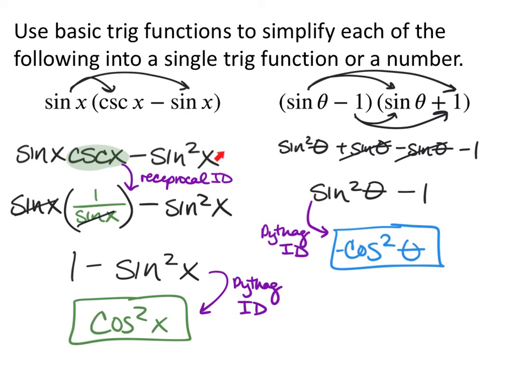And then working creatively, I realize that cosecant of x is the reciprocal of sine. So if I just use that reciprocal identity, the sines are going to cancel. So then I'm left with 1 minus sine squared of x. Oh, look, that squared should help me realize that I've got a Pythagorean identity here. This is just cosine squared of x.